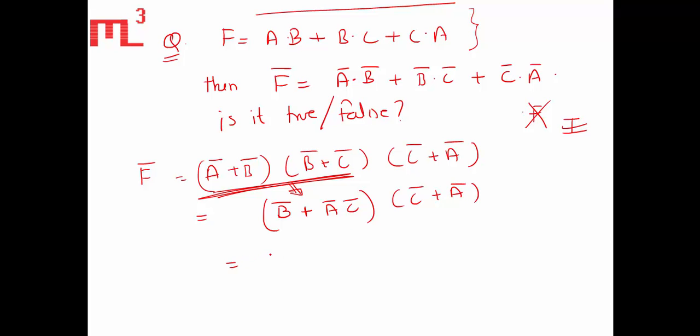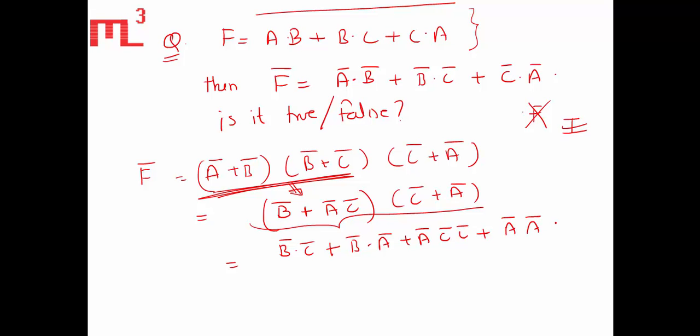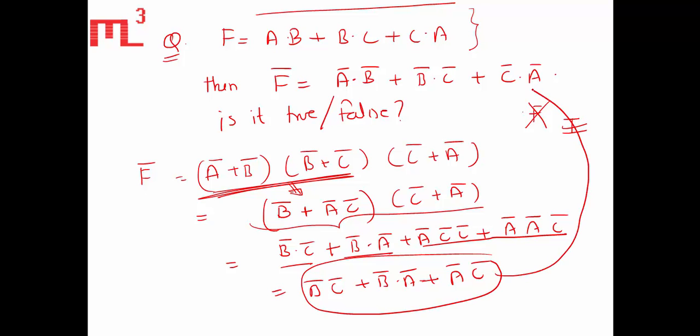Now solving these two equations very keenly, you will get B bar dot C bar plus B bar into A bar. From here you will get A bar, C bar, C bar, and from here you will get A bar, C bar. Now this is B bar, C bar, this is B bar, A bar, and these two terms actually degenerate to A bar, C bar. And if you see, this expression is nothing but equivalent to this expression. Hence the answer is true.